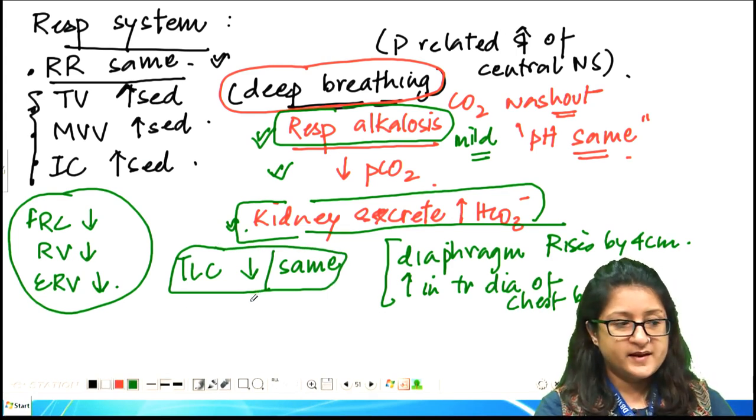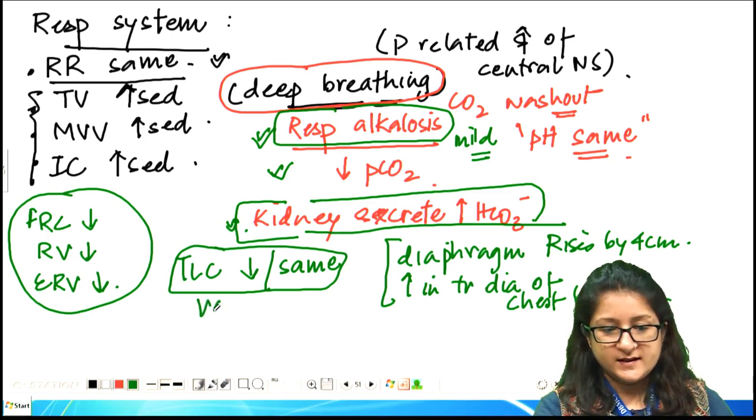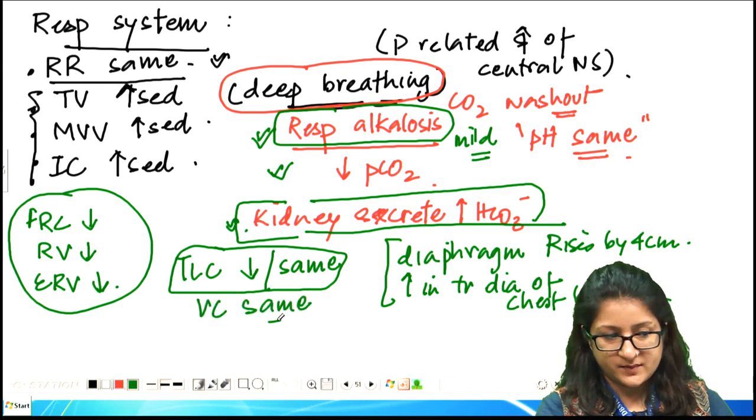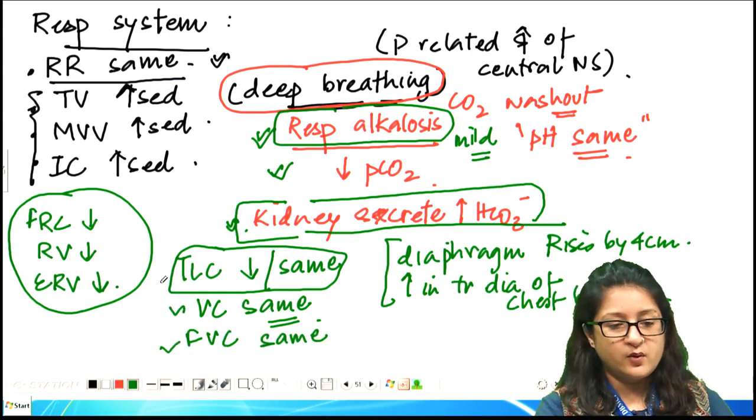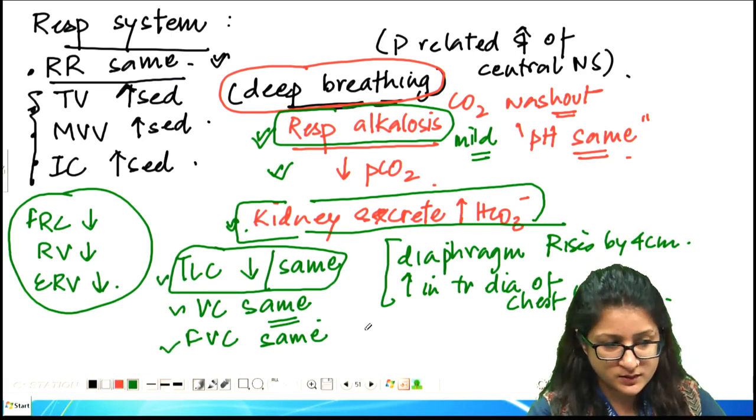Other things that will remain the same are the vital capacity, which remains the same, that you should remember, and the forced vital capacity, they also remain the same. So these are the three important things which remain the same that you should remember.